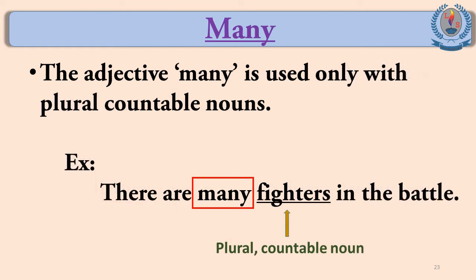Many. Many is another adjective. It is used only with plural countable nouns. Example, there were many fighters in the battle. Here, the word fighters is a plural countable noun. So, you can use many as an adjective to the word fighters.